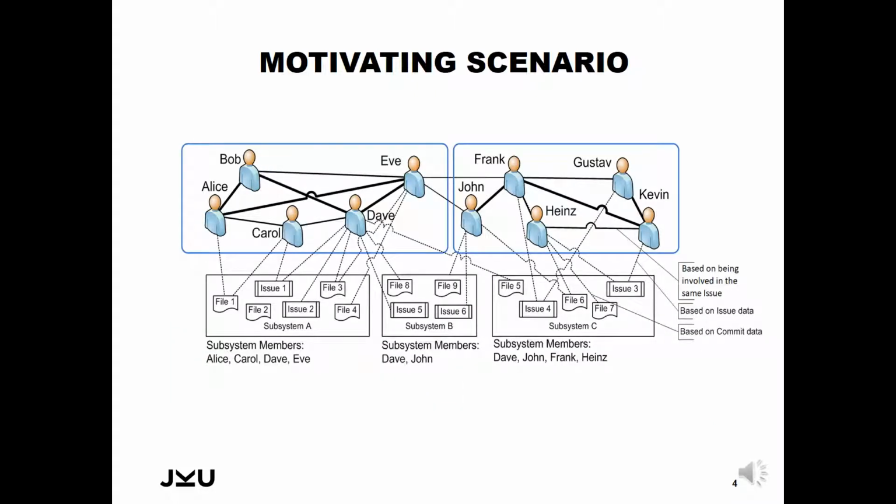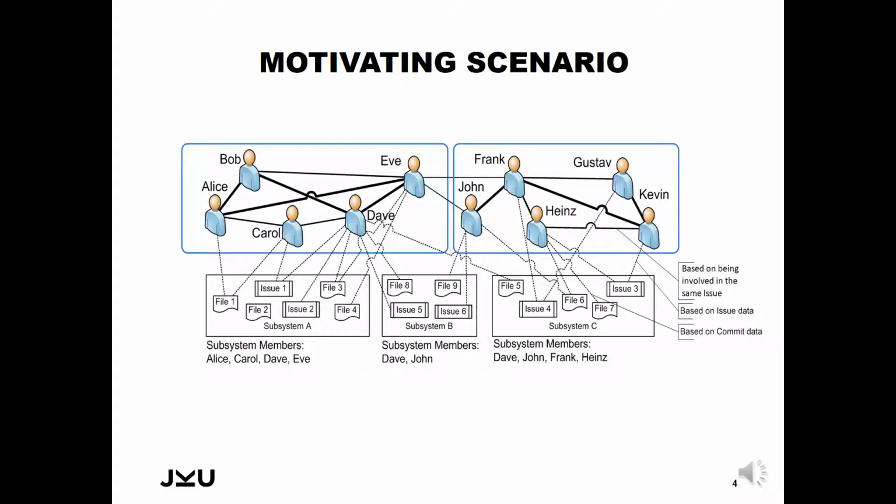Moving further, the lower part of the figure depicts files and issues belonging to three subsystems A, B, and C. Subsystem team members are then those developers that change an artifact belonging to that particular subsystem. Note that the subsystem member sets may overlap, as in open source products, key developers are often involved in multiple subsystems. So in our example, developer Dave is a member of all three subsystems. However, Carol is a member of subsystem A.